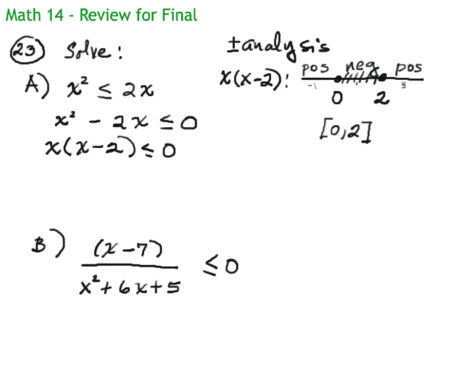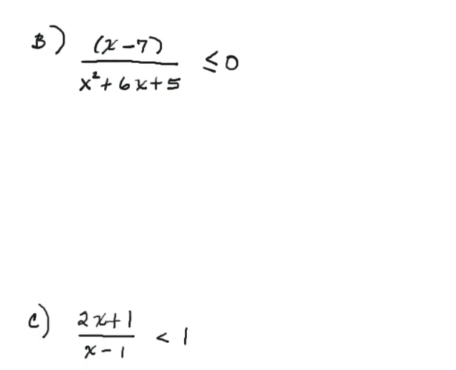Okay, let's go on to the next inequality. This time we have a rational expression, numerator and denominator, and we're going to do a plus-minus analysis again. So here we have 0 on the right-hand side, but not everything is factored. Let's just factor the denominator. The denominator factors into x plus 5 times x plus 1. All right, so we'll do a plus-minus analysis on this expression.